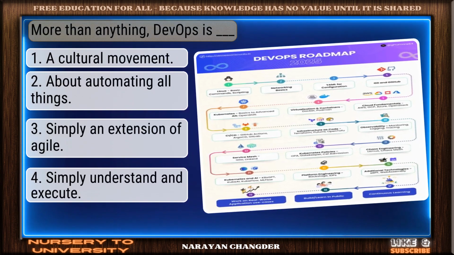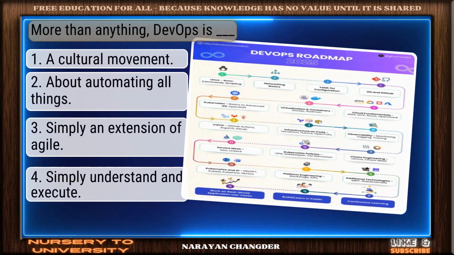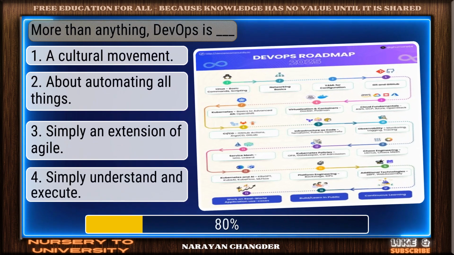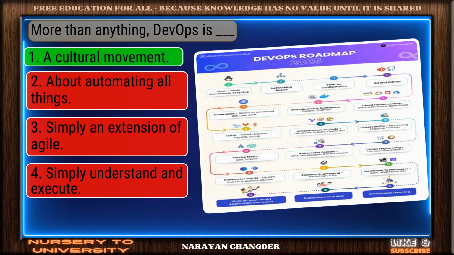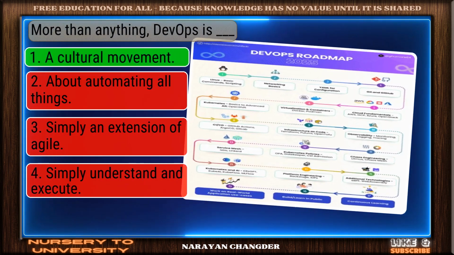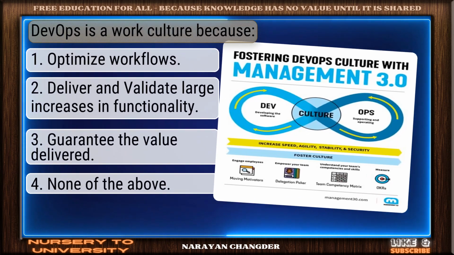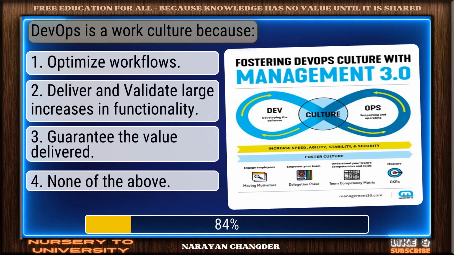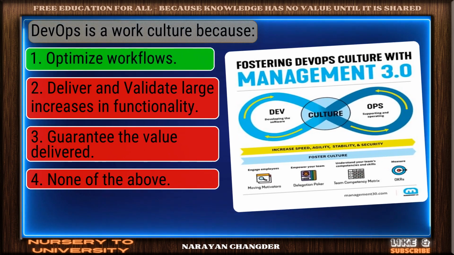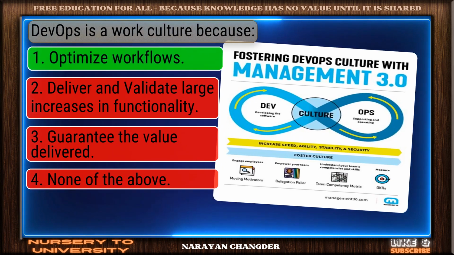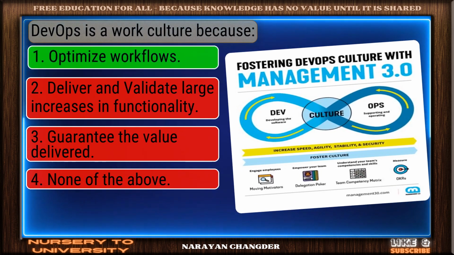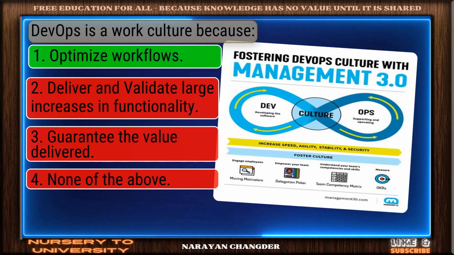Question number 27. More than anything, DevOps is dash. Nice work. You chose a cultural movement and it is correct. Question number 28. DevOps is a work culture because. Clear logic. Your choice, optimized workflows, is sound and 100% true.